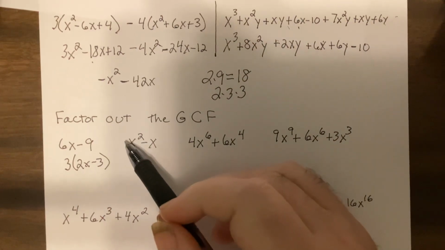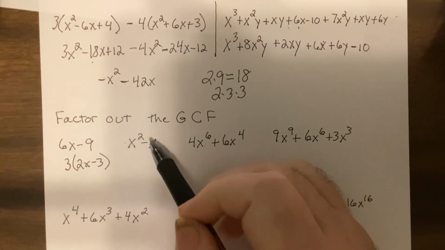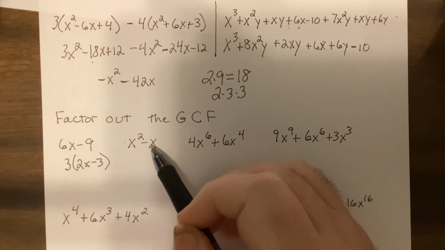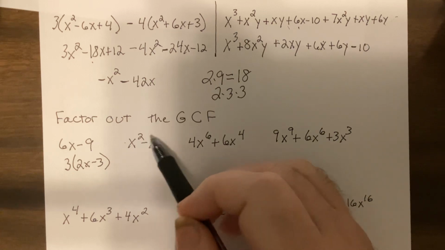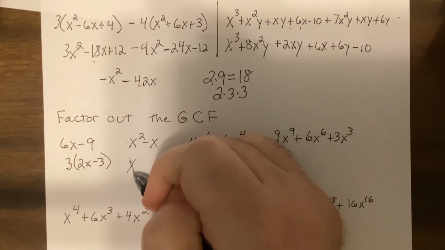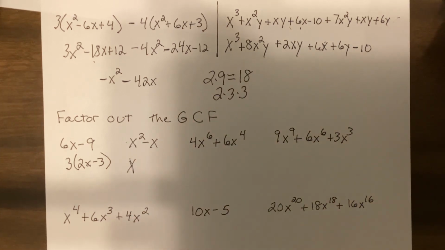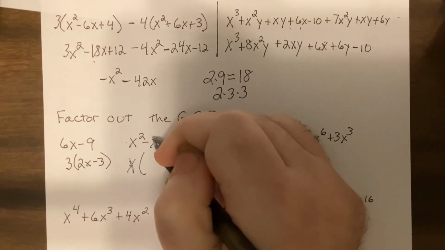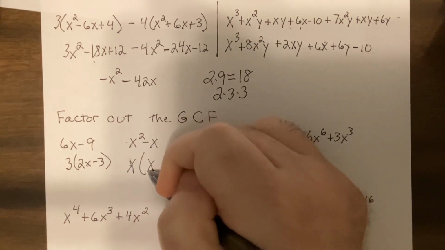So this one, what number? Well, there isn't a number in common. What's the highest power x goes into both terms? Or the best way to say it is, what's the smallest power that occurs for x? So in this case, it's x. Oh, my marker is having trouble. So then you'd say x times what is x squared minus x? So it'd be x minus 1.